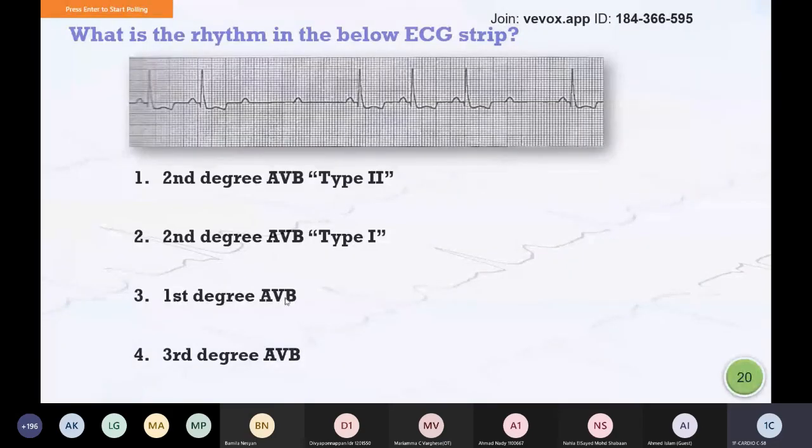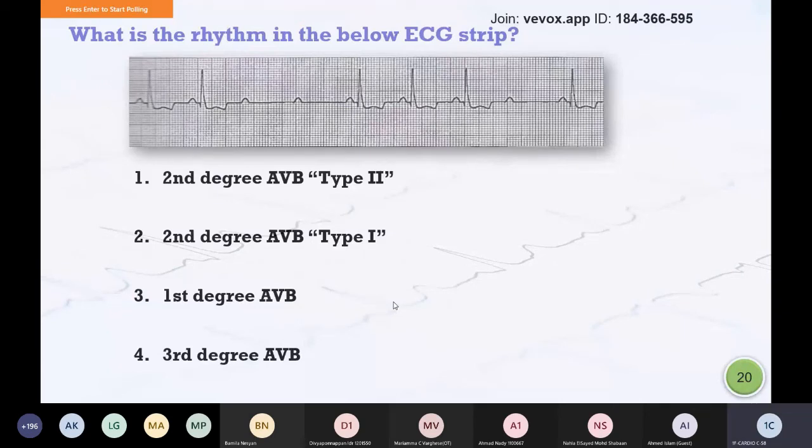So, which type of heart block is this one? Is it second degree? Is it second degree type 1, type 2? Is it first or third? First of all, before we start the MCQ, can we call this one a first degree?